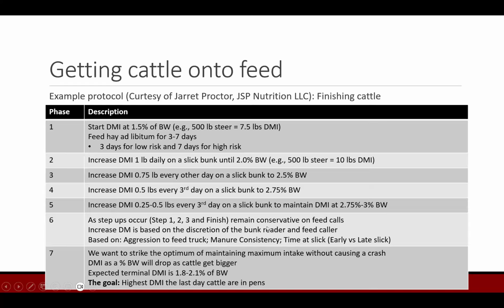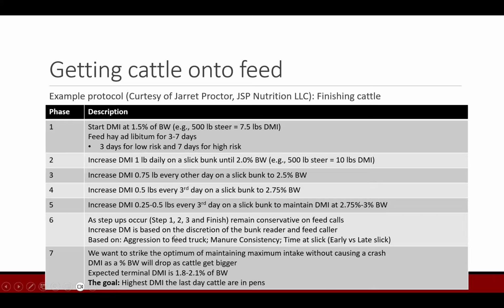We want to remain conservative on feed calls, okay? So as we're stepping them up to a new diet that has more concentrate and lower roughage, not only would we be bumping up the absolute amount of feed that we're giving them, but we're also going to be having these bumps of energy content of the diet, so that we're bumping absolute amount of feed, but also giving an energy bump. Okay, and we'll walk through some examples of that. So you want to be conservative during this time.